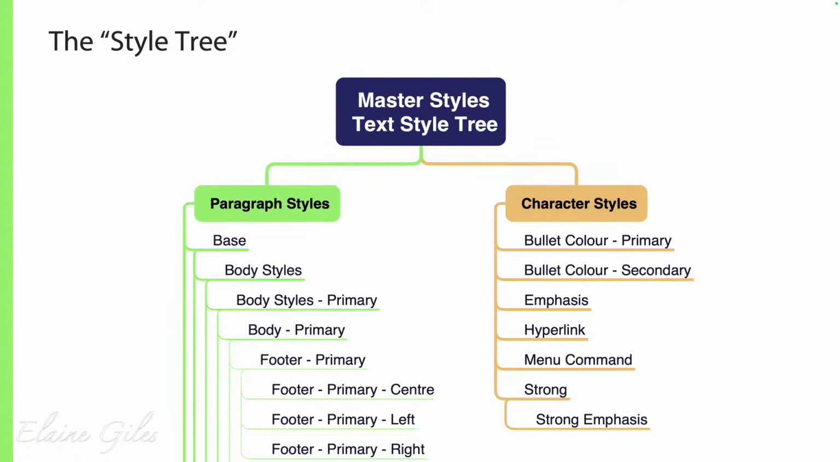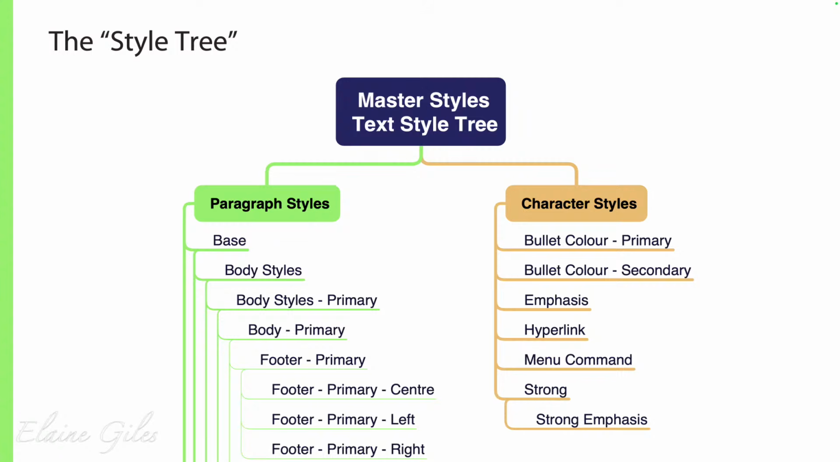So I have many more character styles. The bullet colours enable me to have different bullet colours. It's really for when you apply a hyperlink, but I have those 2 extra styles. Emphasis is italic. Hyperlink is for a link. I then have menu commands, and obviously I use that a lot in training. And we have strong, which is bold, and strong emphasis, which is bold italic. So many more character styles. But if you think there's a lot of character styles, you haven't seen anything yet.